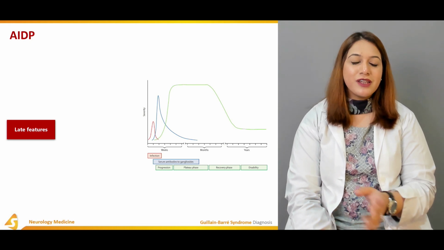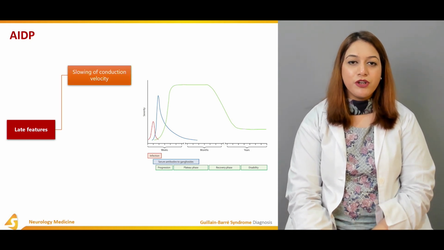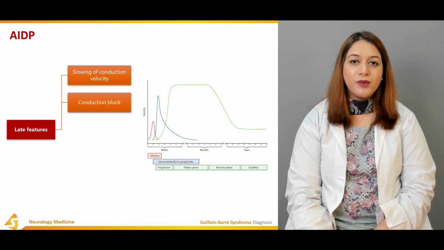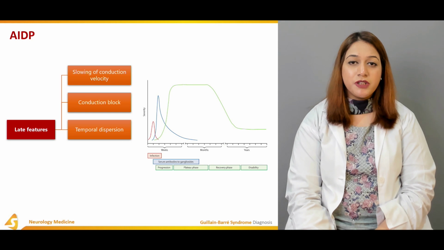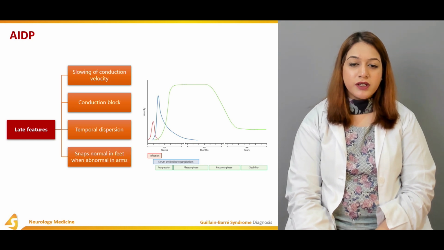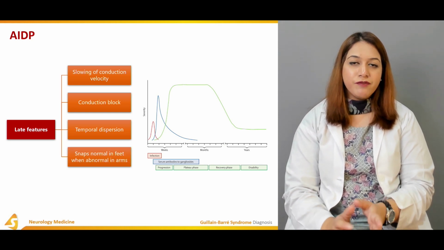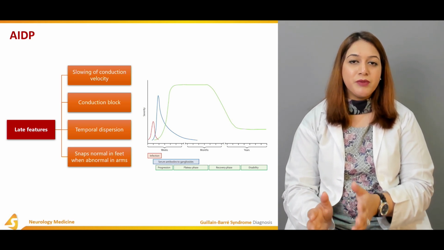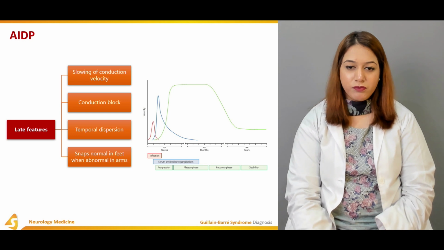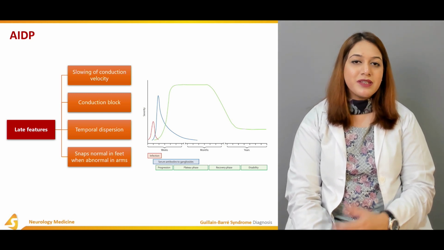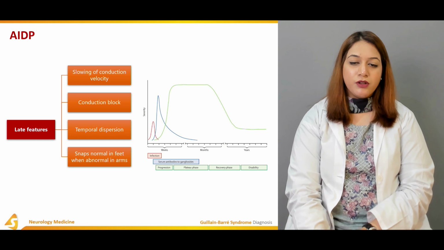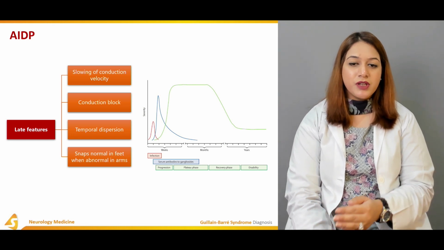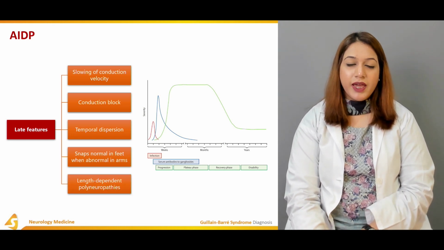The late features in case of acute inflammatory demyelinating polyneuropathy include slowing of conduction velocity, conduction block, temporal dispersion, and SNAPs normal in feet, for example, in case of sural nerve, but abnormal in arms. SNAPs are basically sensory nerve action potentials that are normal in case of feet but abnormal in arms. And there will be length-dependent polyneuropathies.